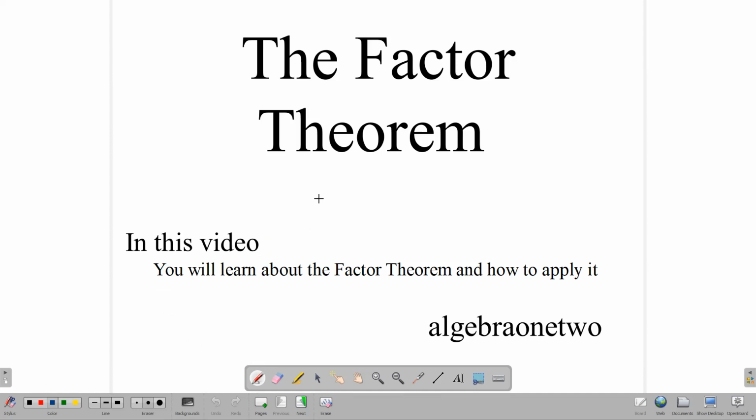In this lesson, we are looking at the factor theorem, what it is, and how to apply it.